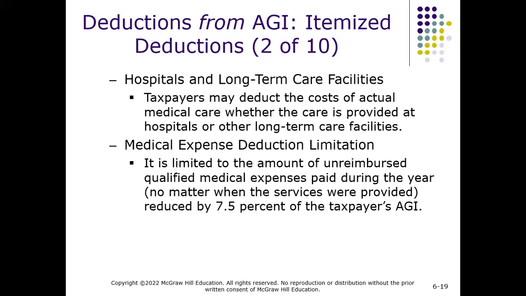Now here's the deal though. You add up all of those eligible expenses and then you subtract 7.5% of the taxpayer's AGI. And that's the amount that will be allowed as a deduction.